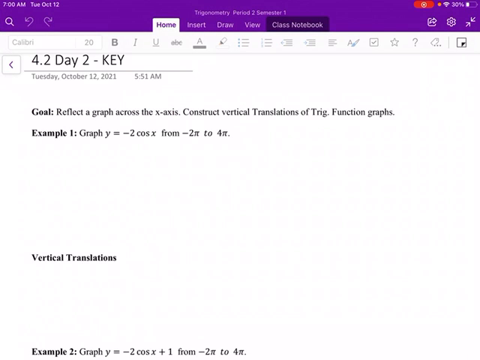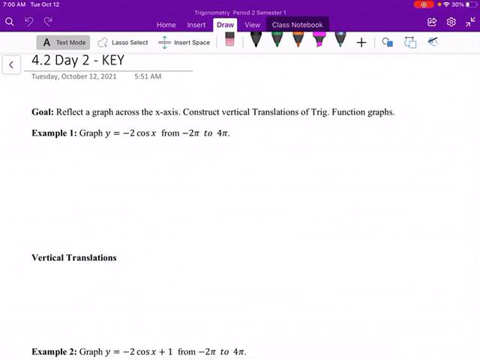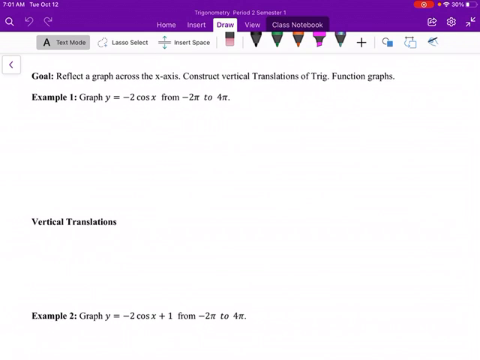So today we're going to be going over 4.2 day 2. This one is going to be talking about reflecting the graphs across the x-axis and then doing vertical translations. Our first one is going to be the graph of y equals -2 cosine of x from -2 pi to 4 pi.